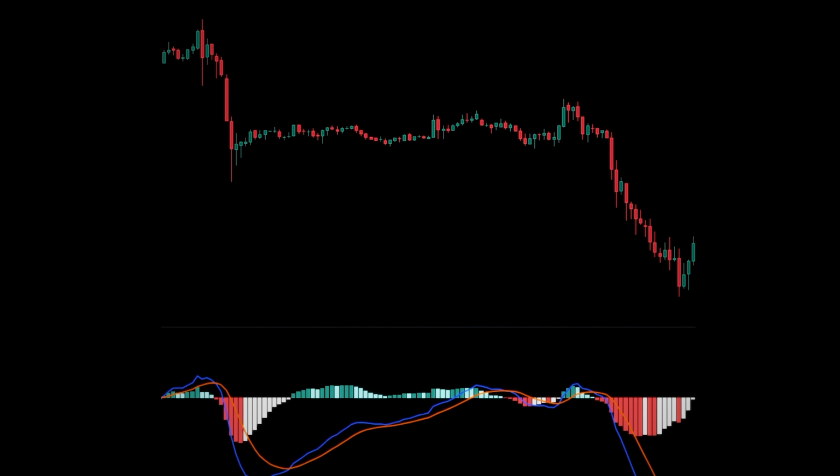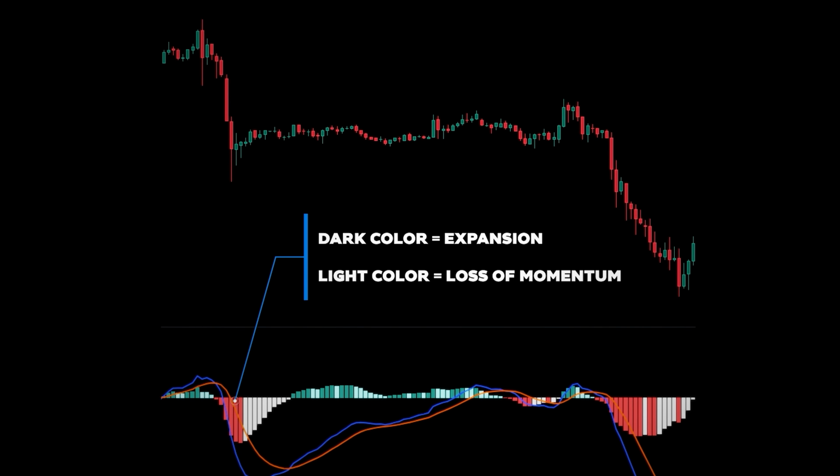You might also notice that these colors are changing on the histogram. The MACD will primarily display darker colors when the trend of the asset is expanding. But if it's losing momentum, it will start to change those bars from dark to lighter colors.